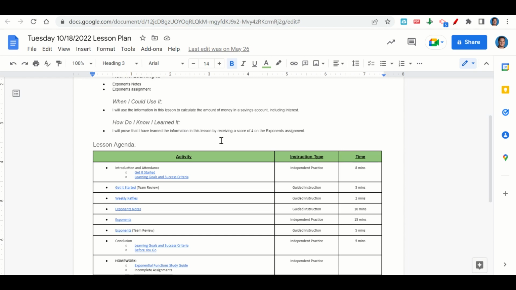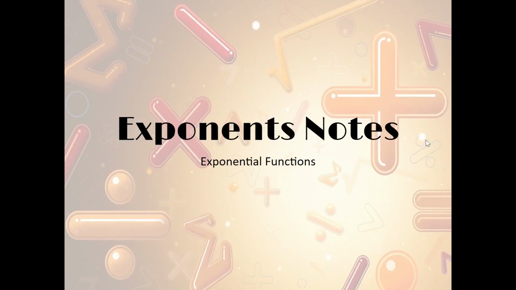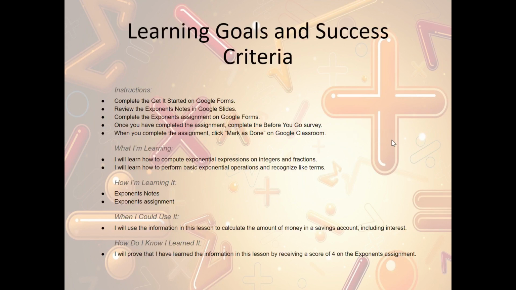Once you've completed the assignment, we'll go over it together and answer any questions that you may have. At the end of class, we'll go back over our learning goals and success criteria while you fill out your Before You Go. Your only homework for tonight is to continue working on the exponential function study guide and any incomplete assignments that you may have. Let's take a look now at the Exponents Notes. Our notes begin with the learning goals and success criteria.